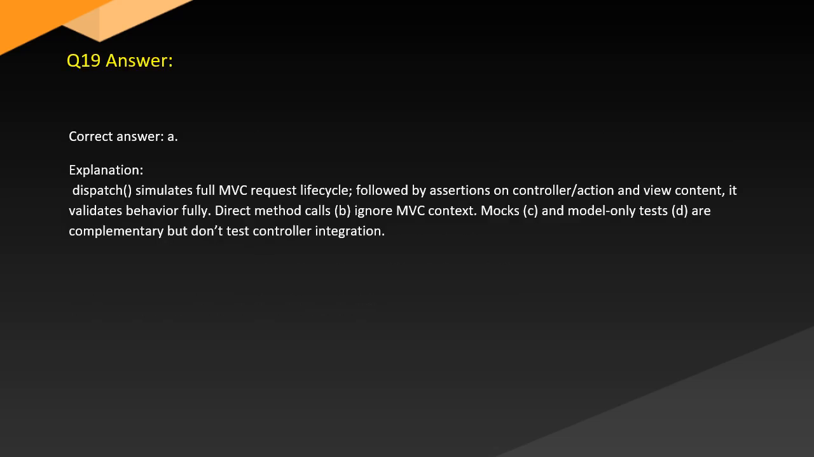Answer. Correct answer: A. Explanation. Dispatch simulates the full MVC request lifecycle. If followed by assertions on controller action and view content, it validates behavior fully. Direct method calls, B, ignore MVC context. Mocks, C, and model-only tests, D, are complementary but don't test controller integration.